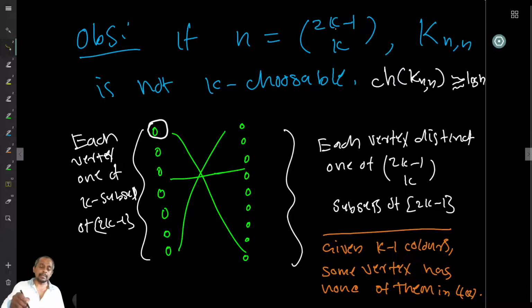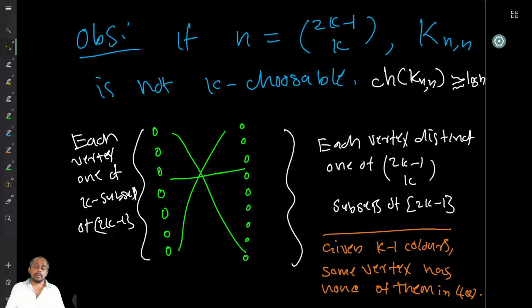So n is actually 2k minus 1 choose k, so I can give distinct lists of colors. They could have intersection, but they are all distinct sets of colors for each of the vertices here. So every vertex gets a different list of colors, basically a k-element subset of 1 to 2k minus 1.